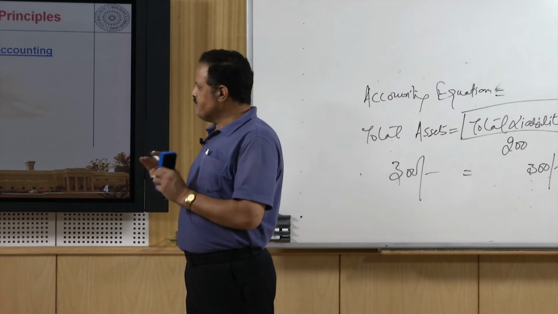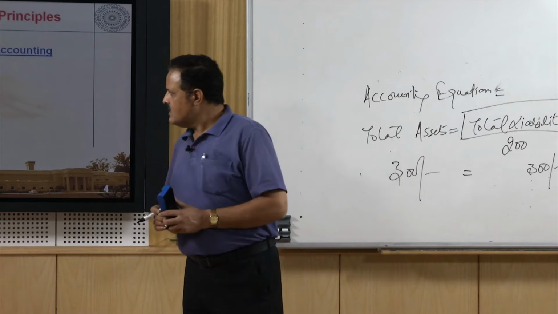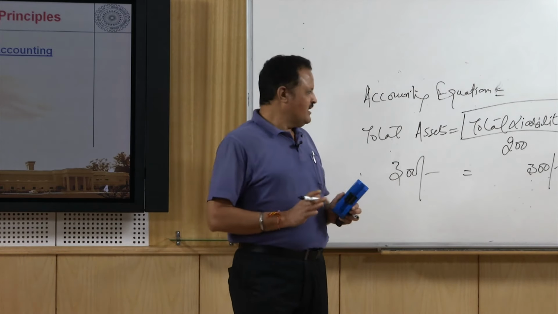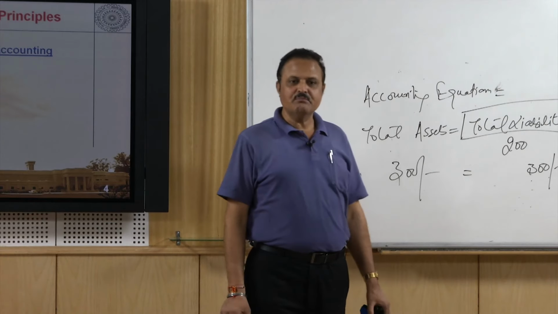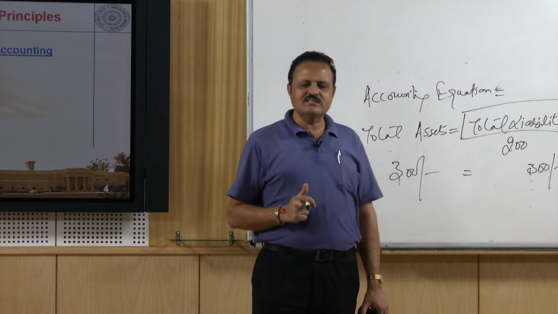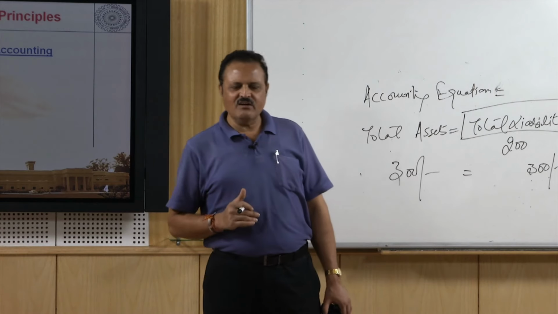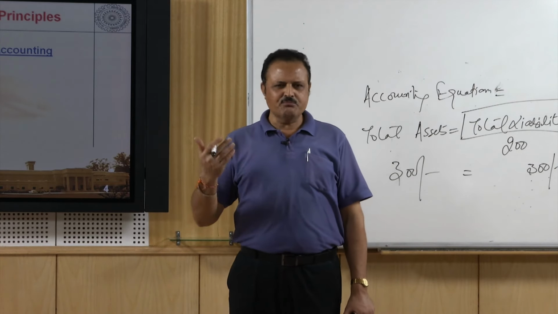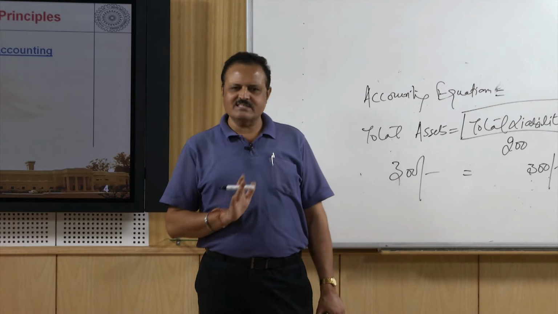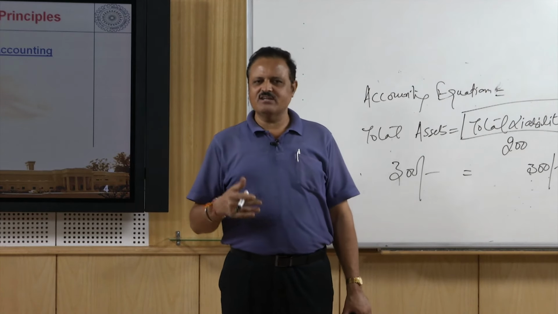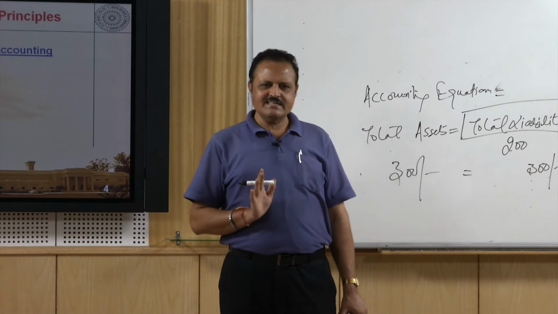Money measurement concept. Only those transactions are important for us which can be measured in terms of money. For example, material, you can easily make out if you are buying a material of say 100,000 rupees. Whether you pay cash at the time of purchase is immaterial, but material can be converted into monetary value, so we will recognize that transaction.